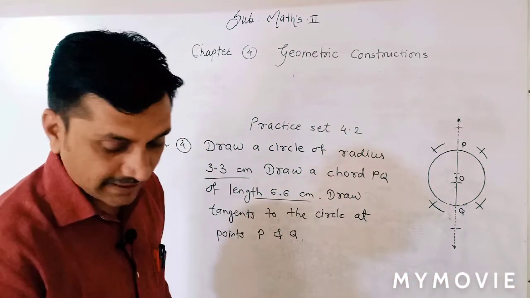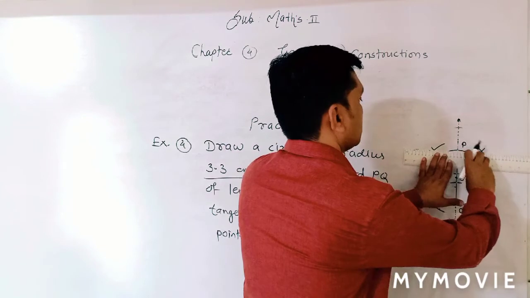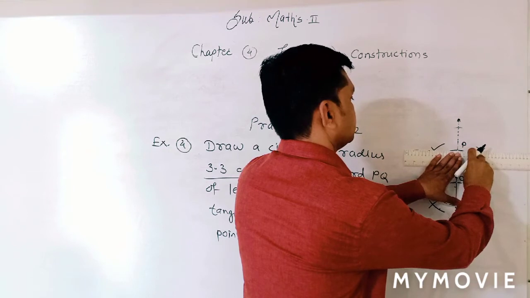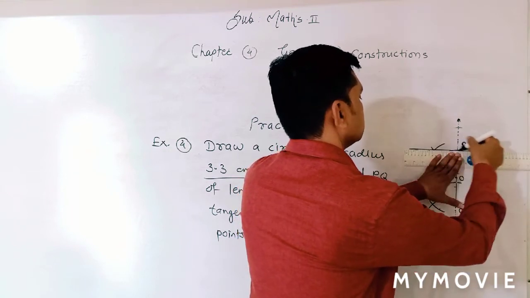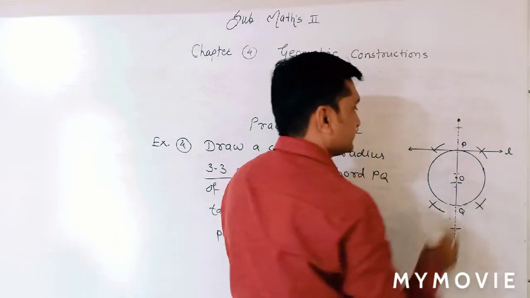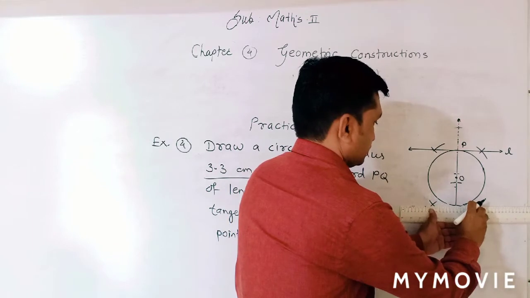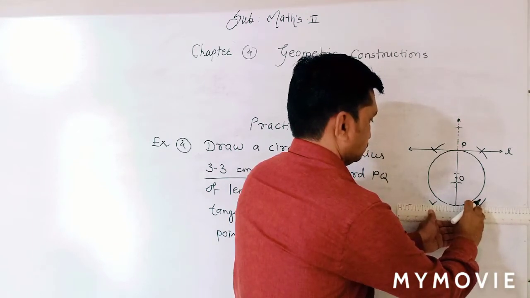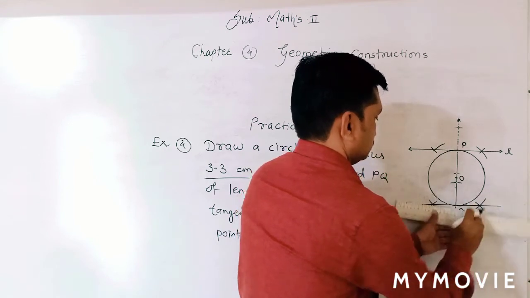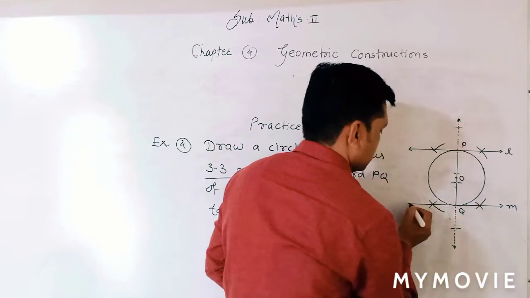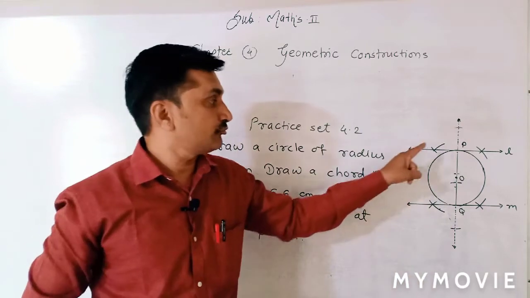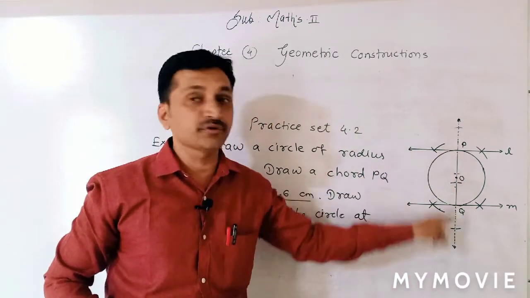And now draw tangents from P, passing through P. I write here the name L. L is a tangent from P, and here also from Q, I write M. Therefore, lines L and M are tangents drawn from points P and Q, that is, from the chord.